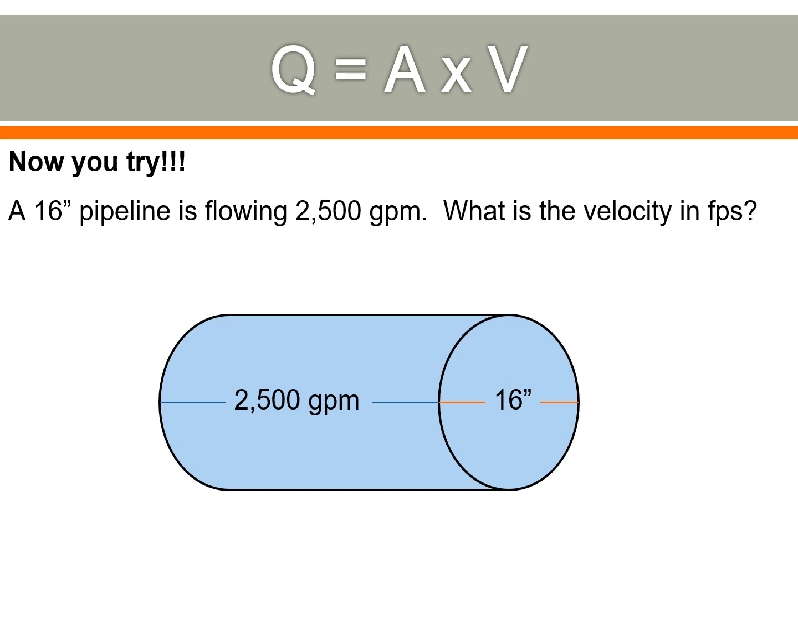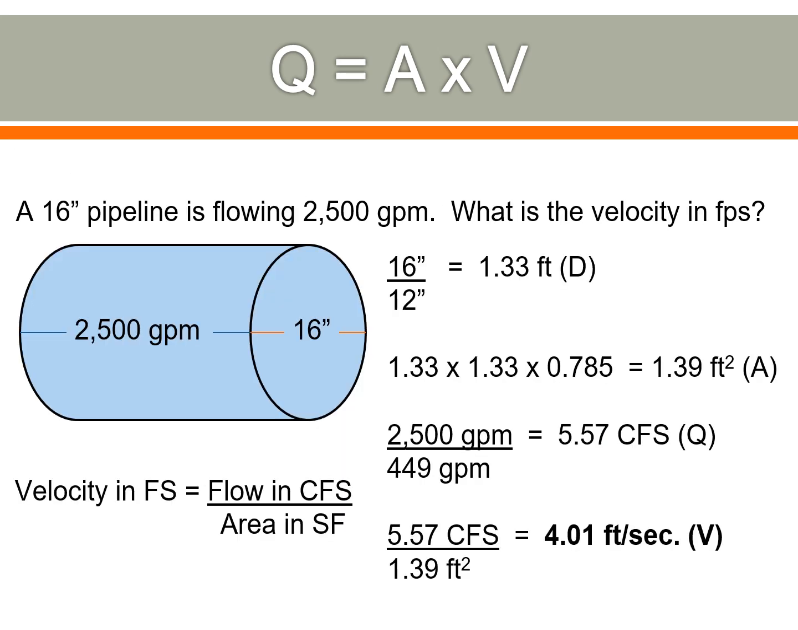So as you can see, we already have gallons per minute, so we know that we're going to have to convert that into cubic feet per second. We have the area, which is the 16-inch pipeline. So we have our Q, we have our A, we just need to solve for V. So really the title of this one should be flipped. It should be V equals Q divided by A up at the top. But we always call these QAV, right? So let's solve for this problem.